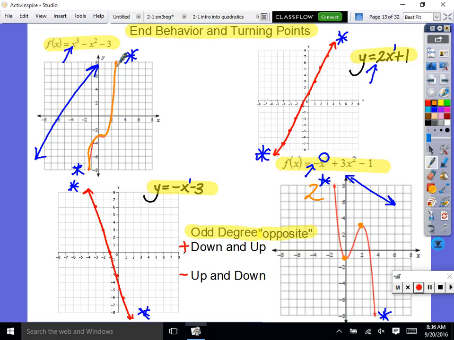So it was strictly increasing. This one had no turning points, 0. Now look at a line. Doesn't a line have no turning points? So this will work like an even.